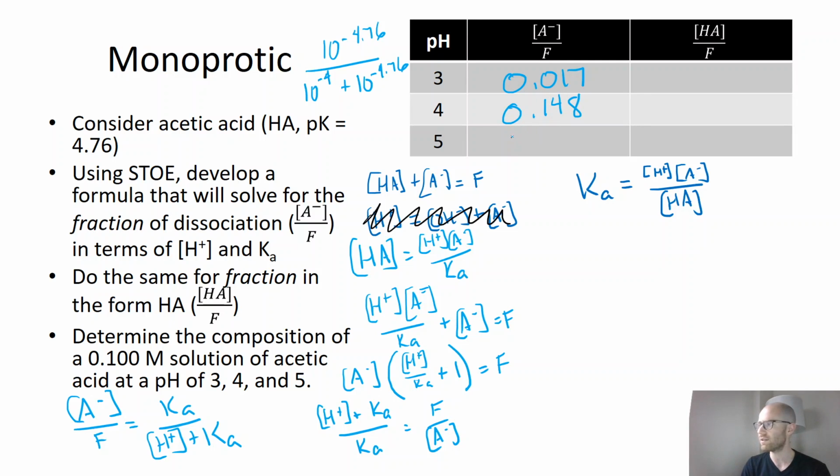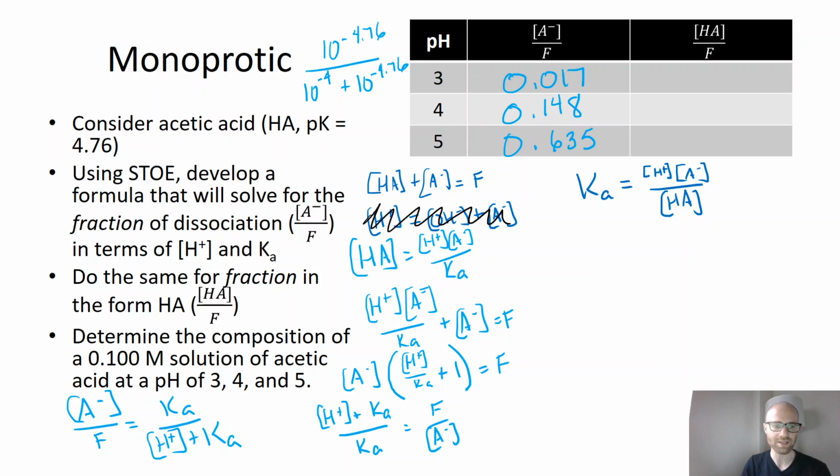And if you plug in 10 to the negative fifth, you actually get a sizable difference. We get 0.635, which is a drastic change. So it seems like we've gone from this being 2% of the solution to 15% of the solution to 64% of the solution. So that should make sense. As the pH goes up, the amount of conjugate base should also go up. Yeah, I think that tracks.